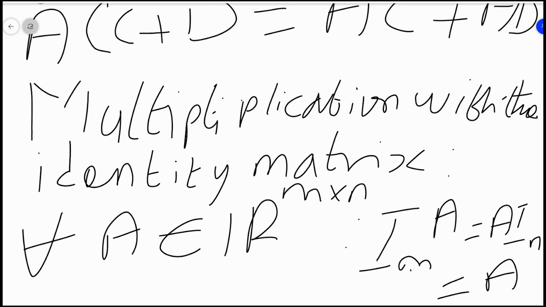And I will give you an instance why this is true. But note that our I_m is not necessarily equal to our I_n, that's when m is not equal to n. Our identity matrix is always a square matrix, whereas our A, which is a matrix, might have m not equal to n, so it might not be a square matrix. So when it's not a square matrix, then the identity matrix I_m will not be equal to the identity matrix I_n. But when m and n are equal, then the two identity matrices will be equal.